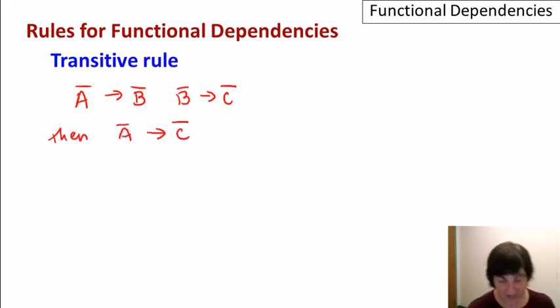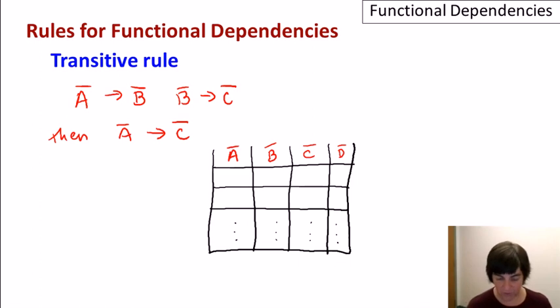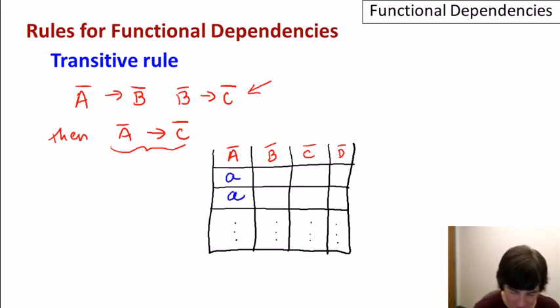Now, all of these rules can actually be proven formally, and I'm going to go through a sketch of this particular one. Here's my relation R, and I'll have attributes A, B, C, and then let D be the leftover attributes. My goal is to prove that A determines C, and the information I have to prove that is these two functional dependencies. To prove that A determines C, I have to prove that if two tuples have the same A values, then they also have the same C values. So I need to show that these two C values are going to be the same.